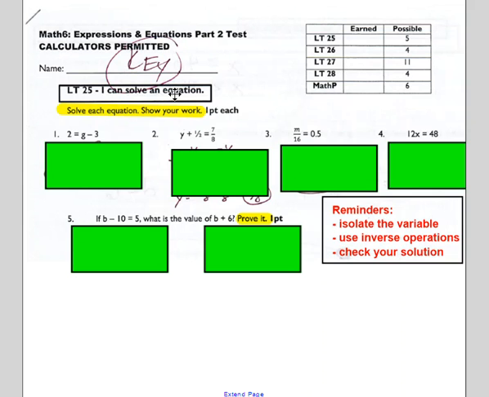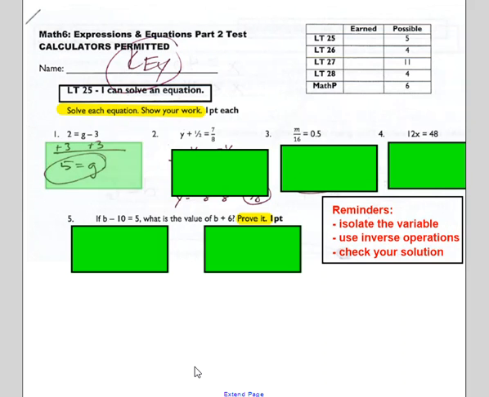In this first learning target, you were to solve each equation and show your work. Hopefully you remembered these reminders. One, we want to get the variable by itself. In each of these problems, something is happening to it. We want to isolate the variable first, and the way we do that is by using inverse operations, the opposite operations. And then we want to make sure we can check our solutions.